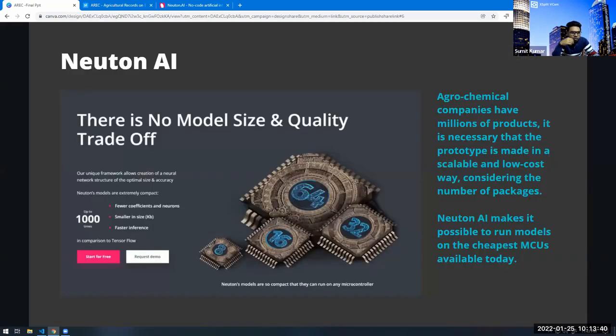Why I'm going to use Newton AI, because as you already discussed, we just want to make it a low cost way. Otherwise, the farmer would not be able to afford the packet, as well as the technology coming with it. So it is going to be very expensive. Newton AI actually makes it very much possible to run on the cheapest MCU available. And I saw it is able to run on 8 bits, so it can control computational efficiency as well as the power consumption.